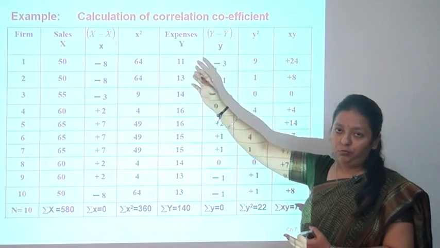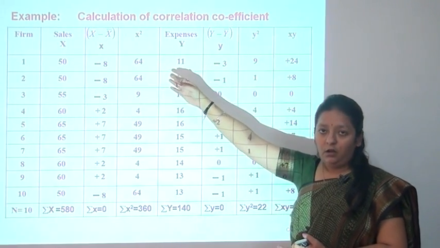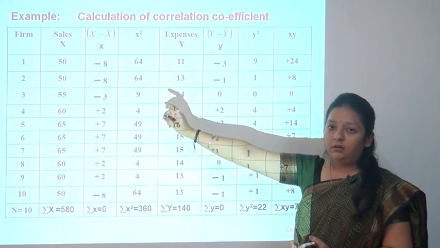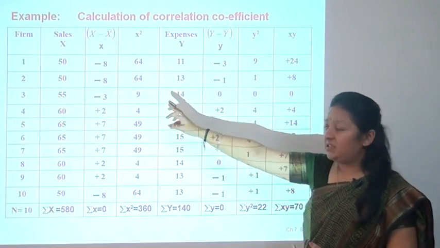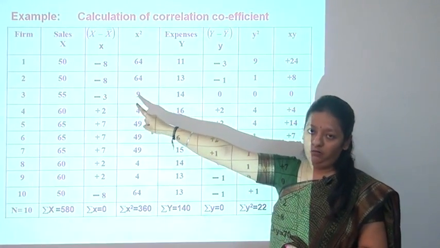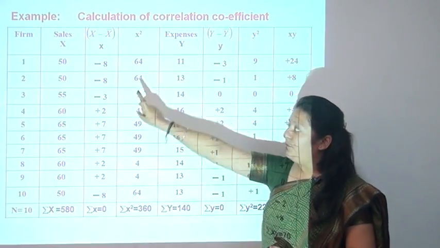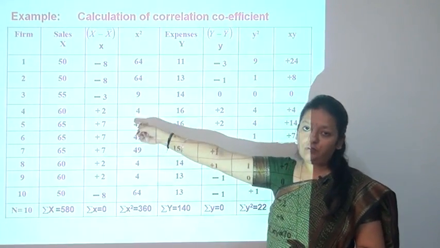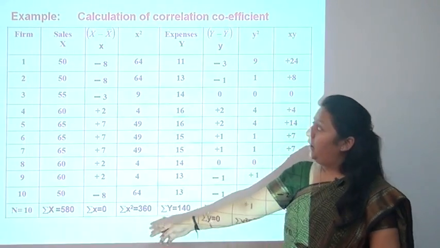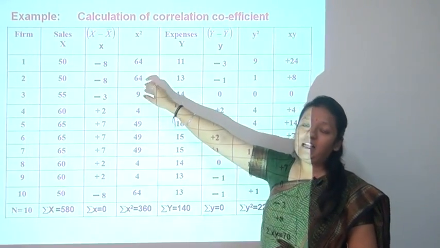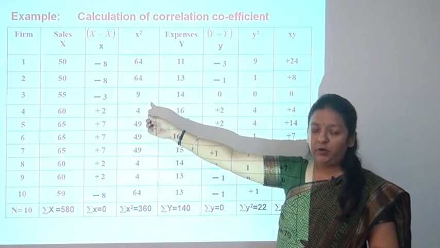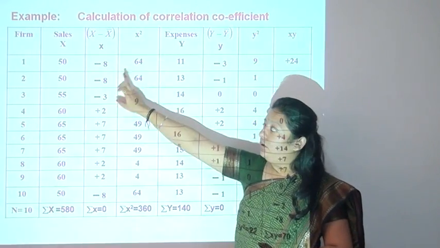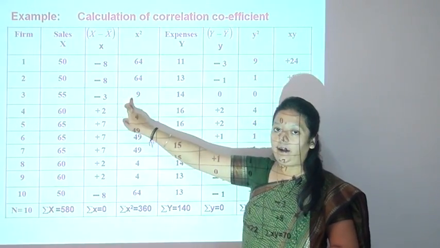So we'll first prepare the column x minus x bar, which is x subtracted from our mean, that is 58. 50 minus 58 is minus 8, 50 minus 58 is minus 8, 55 minus 58 is minus 3, and so on. The next column is x square, denoted as (x minus x bar) whole square. 8 into 8 is 64, 8 into 8 is 64, 3 into 3 is 9, and so on.